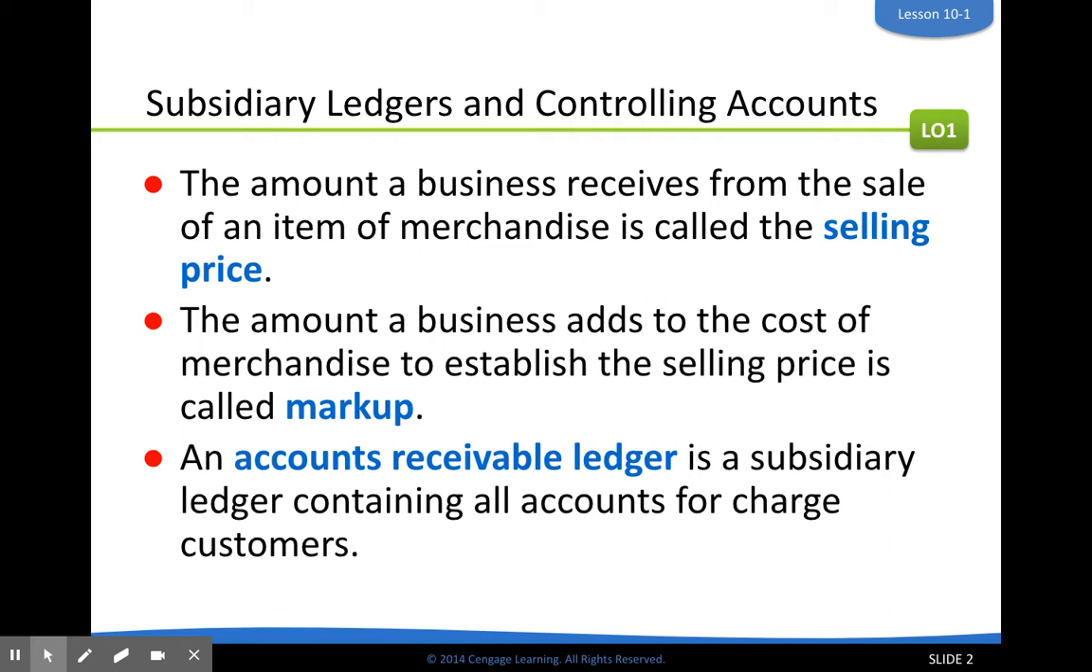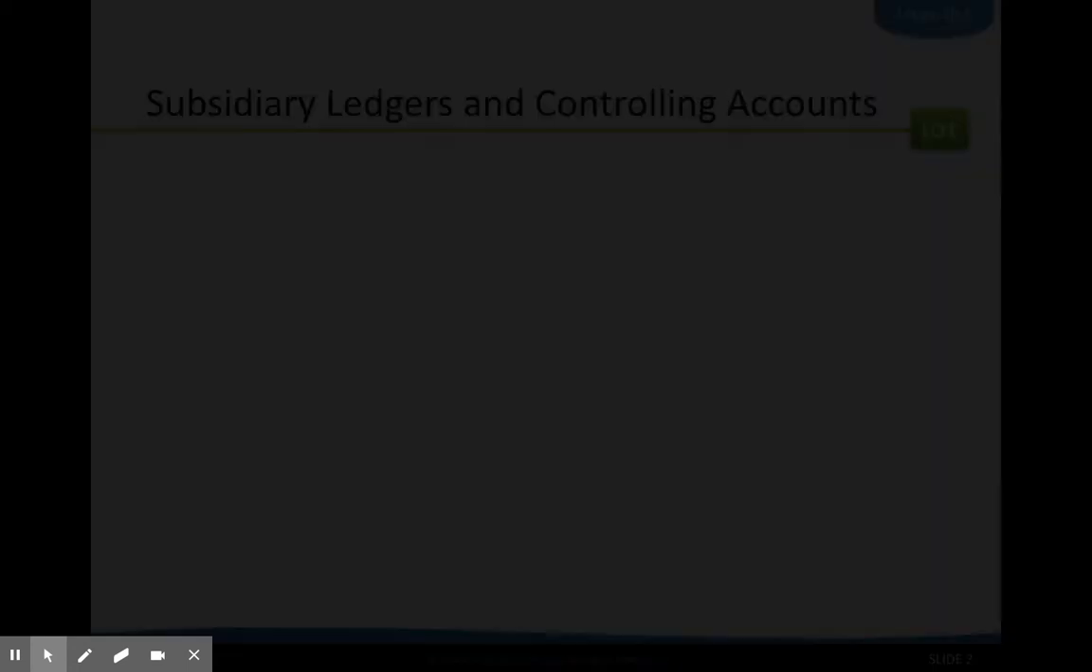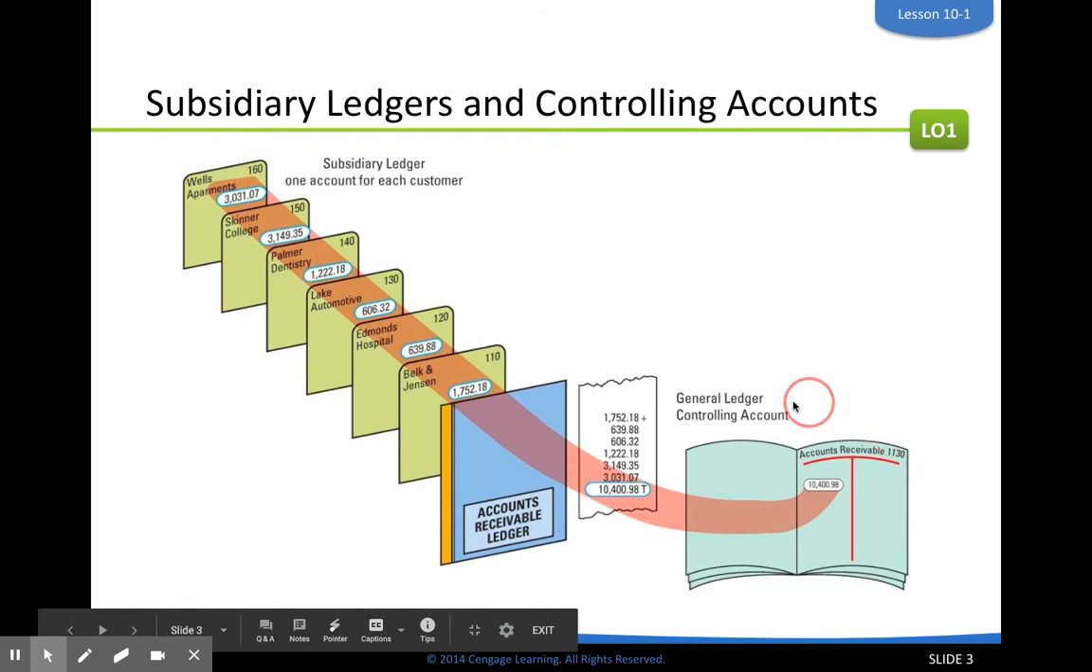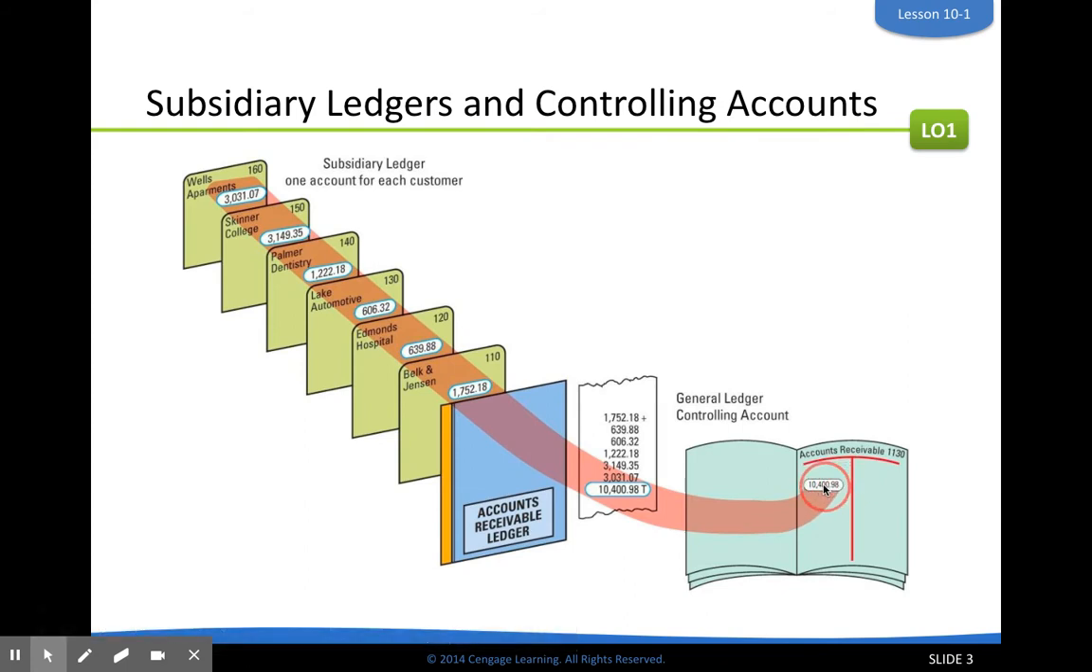And just like we had the accounts payable ledger in Chapter 9, now we have an accounts receivable ledger. This contains all of the companies that we are going to receive money from. Just like we had our accounts payable controlling account, now we have our accounts receivable controlling account. If we wanted to know in general how much every company owes us combined, that's in our controlling account here. So all companies owe us $10,498. If we wanted to know specifically how much one company owed, we could look into their specific account.